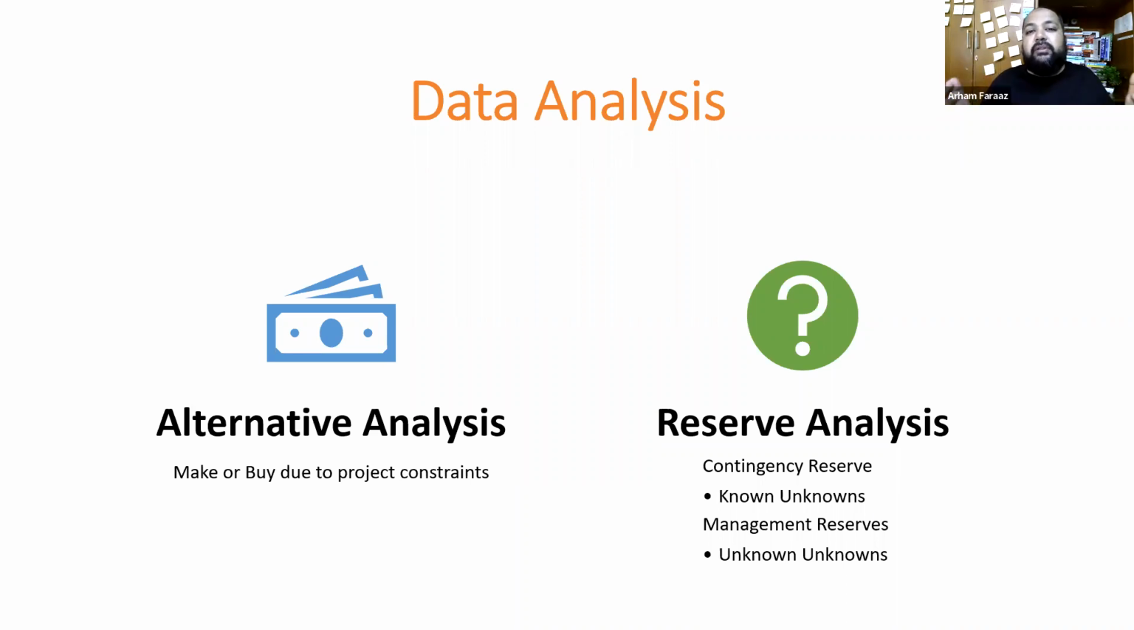Unknown unknowns are a management reserve. Unknown unknowns are like a skill issue where people are not able to work properly, or maybe a delay in approvals, or maybe a regulation issue.